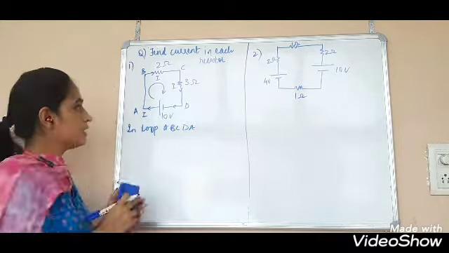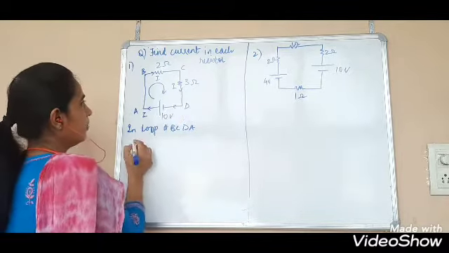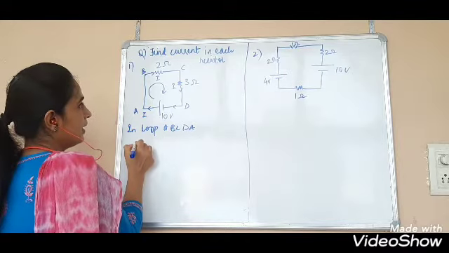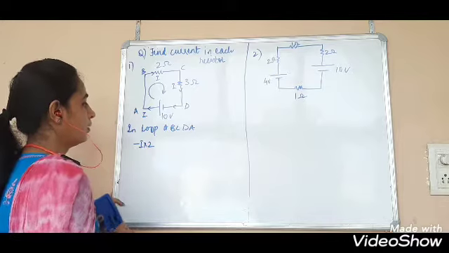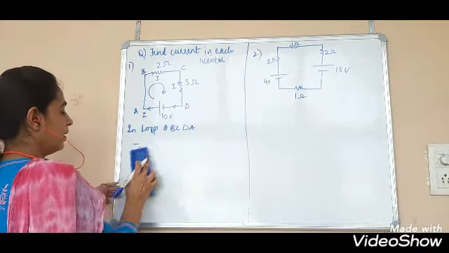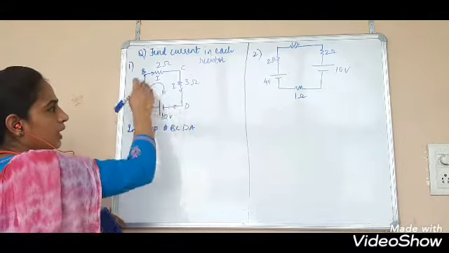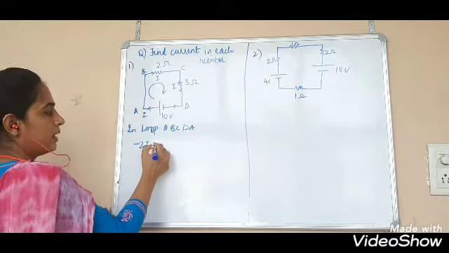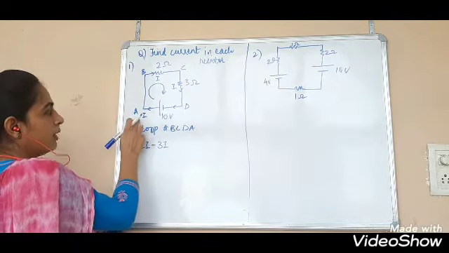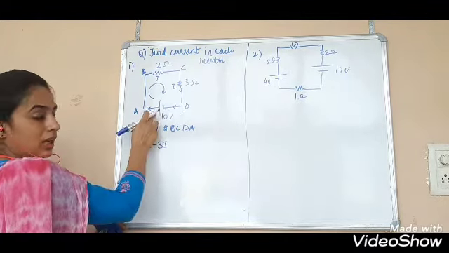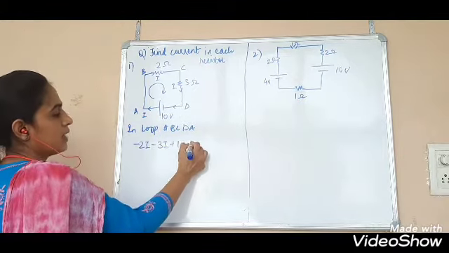So here you can see that our path and the current are the same, so delta V will be negative. That is equal to minus I into R, minus 2I. Then while going from C to D, again path and current are in the same direction, so that is minus 3I, again negative. While going from D to A, there is a potential gain. You are going from lower to higher potential, so that is plus 10.